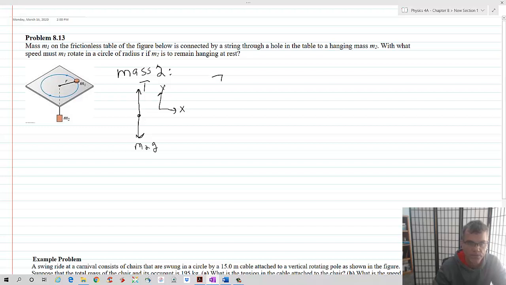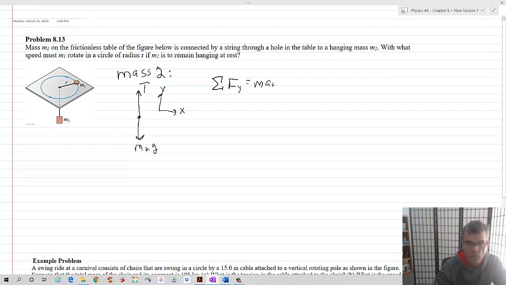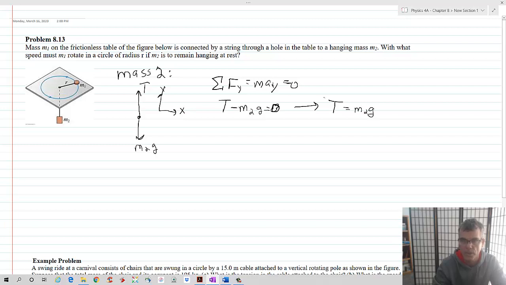So we know the sum of the forces in the y direction equals may, which in this case is 0 because the object is not accelerating. Sum of the forces in the y direction, forces in the positive y direction minus forces in the negative y direction. So in this case, tension minus m2g equals 0. So one equation, I've got tension equals m2g.